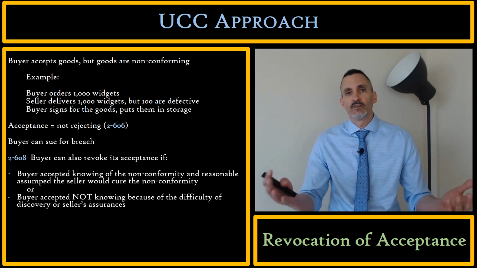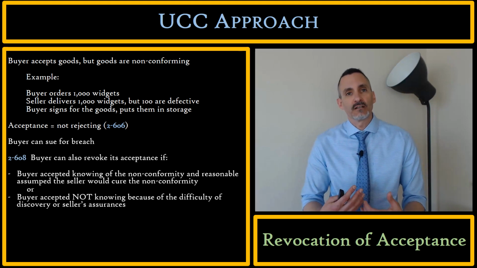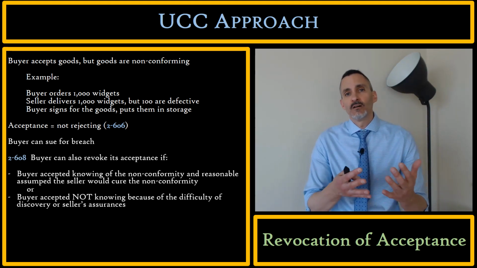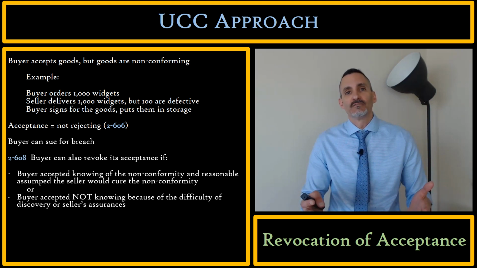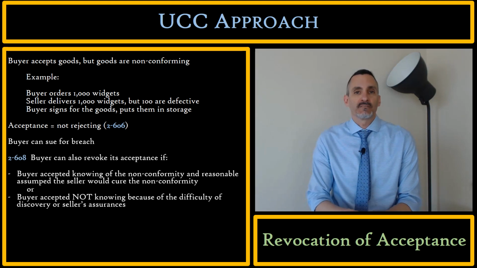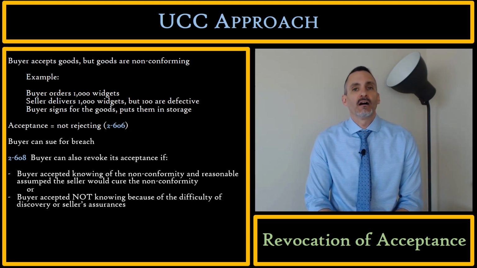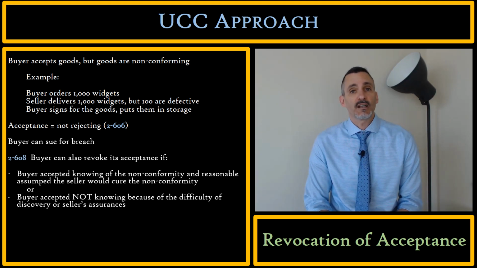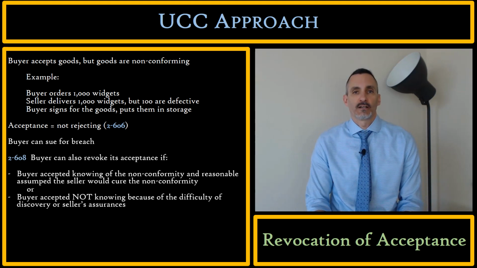So maybe when 1,000 widgets are delivered to you, you do a sample of like 5 to see if they're conforming. Well, maybe the 5 on the top were all functioning well, and the defective ones were all on the bottom. If that's the case, she accepted the goods without knowing of the nonconformity, and the nonconformity was difficult to discover, then she can revoke her acceptance.